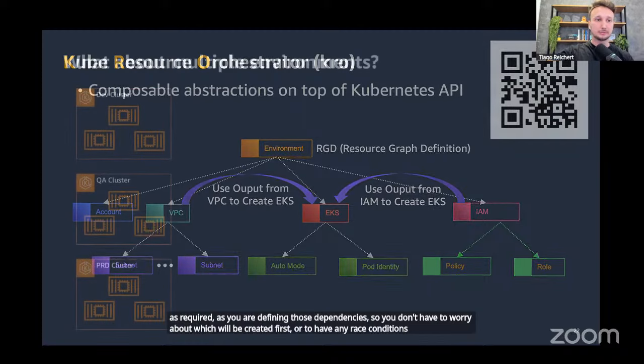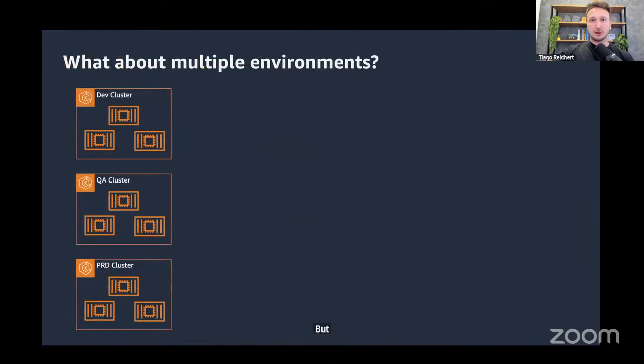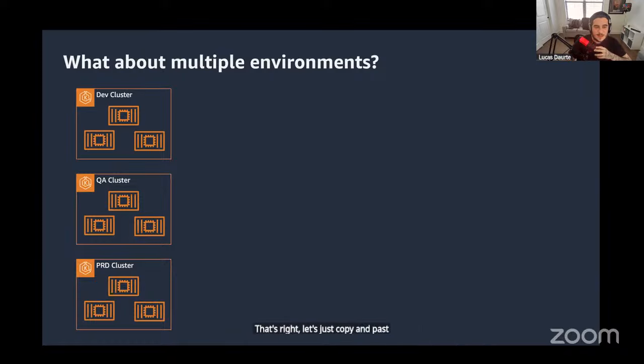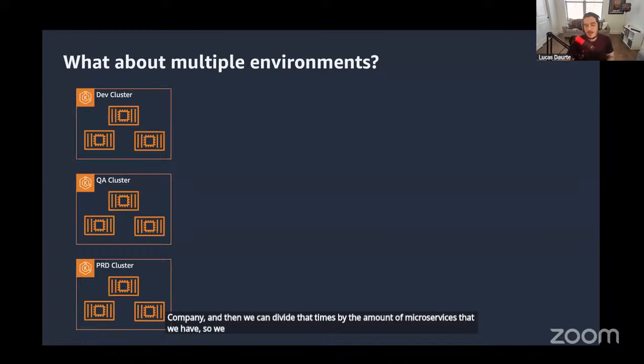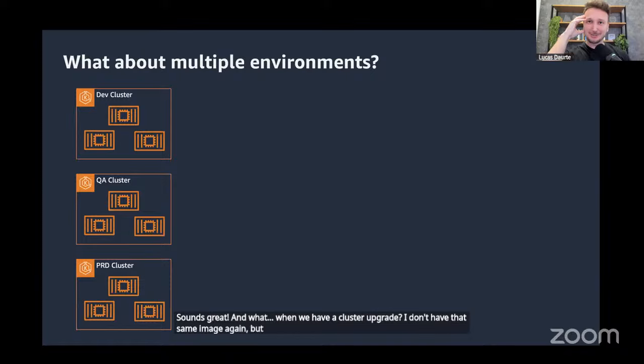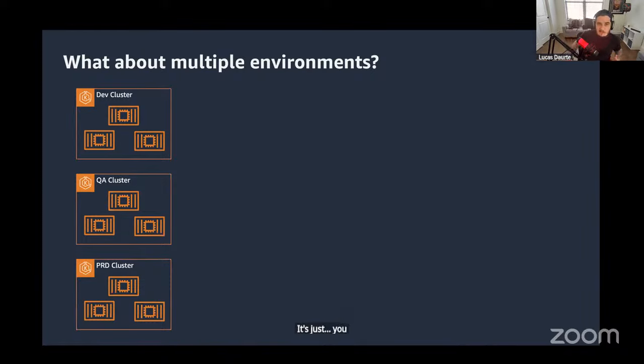But Lucas, as our company grows, probably we'll have to manage multiple environments, right? That's right. Let's just copy and paste all the pipelines for every single cluster and single application that we have in our company, and then we can divide that times the amount of microservices that we have. So we are looking for around 755 different pipelines, Tiago, just to deploy. Sounds great. And what do you think when we have a cluster upgrade? You, I don't have that same image again, but it works here. You just use GenAI to do that. Yeah, okay, let's do that. Let's see if it works.